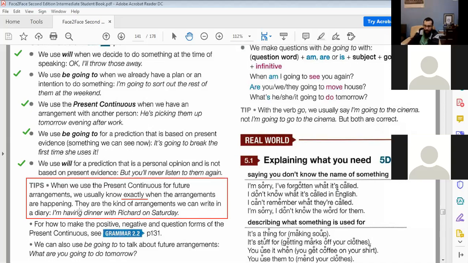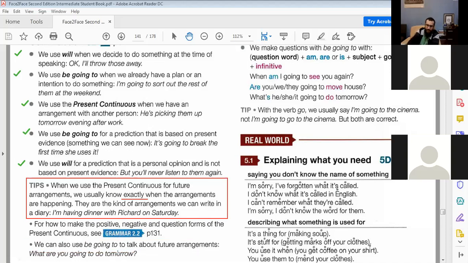And this example is very nice. I'm having dinner with Richard on Saturday. So, you know, there's an agreement, there's an arrangement. Richard knows when, I know when. So it's a present continuous. What makes you use present continuous more than be going to is when another person is involved in the arrangement and there is an appointment. So here the present continuous for the future can be a bit better than be going to. Be going to feels more personal, for your own plans, things you manage yourself. But in general, if you use one instead of the other, it's not wrong.